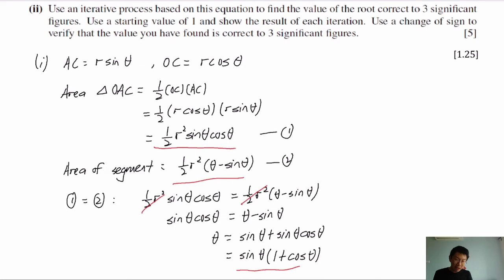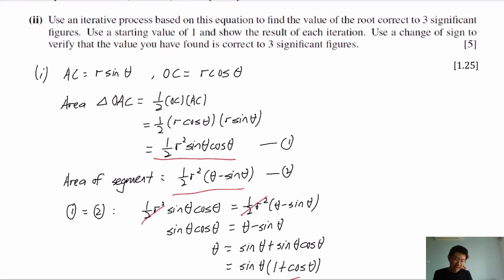Okay, part 2. So using an iterative process of this equation, find the value of this root correct to three significant figures by using the starting value of 1. After that, use a change of sign to verify that the value we have found is correct to three significant figures.